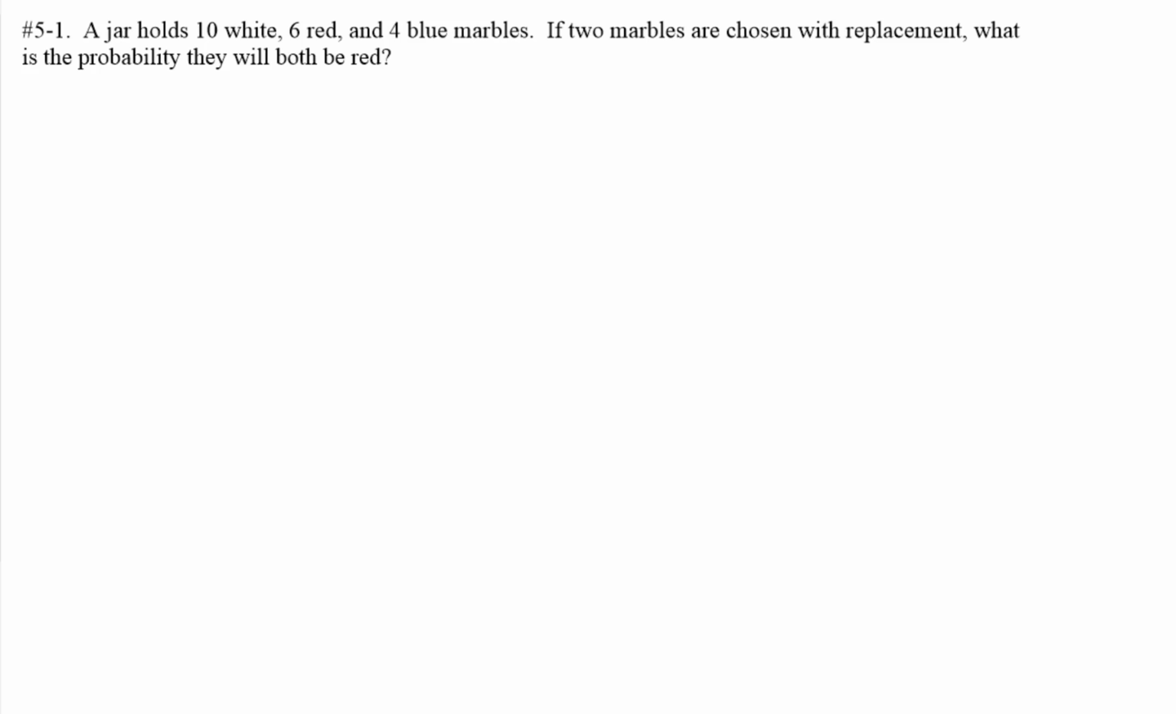Okay, so the first problem says a jar holds 10 white, 4 blue, and 6 red marbles. If 2 marbles are chosen with replacement, meaning that when we choose a marble, we record the color, and then we put that marble back, we replace that marble and mix them around before we choose the second one, what's the probability that they will both be red?